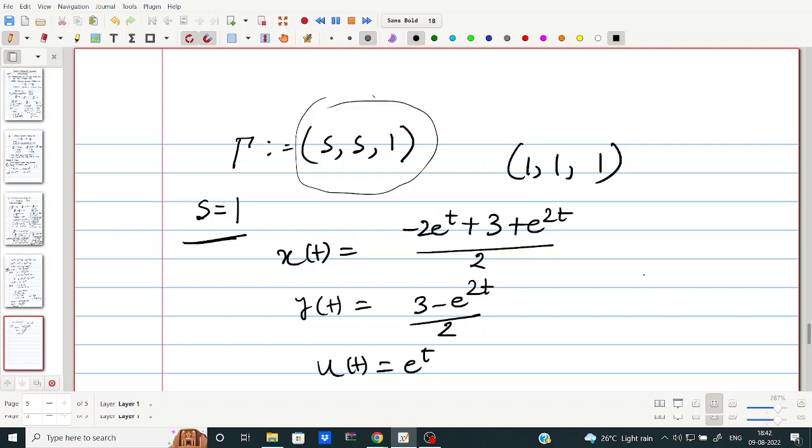So I am moving to the next problem. Robi, do you have any question? No sir, proceed sir. Okay, fine. So I am moving to the next problem number 5.